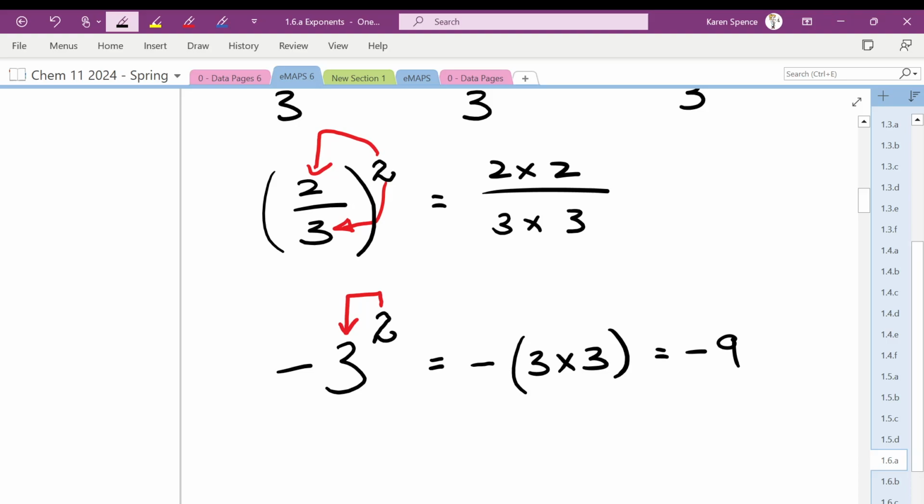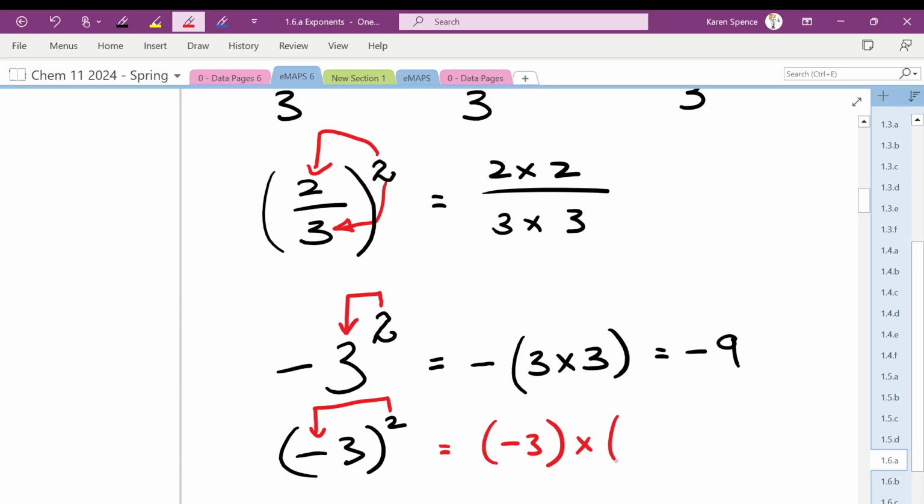It's different, though, if we have negative 3 in brackets squared. Yes? Because now we're squaring the negative sign and the 3. So that's going to equal negative 3 times negative 3. And what do you get if you have a negative times a negative? You get a positive, so you're going to get positive 9.